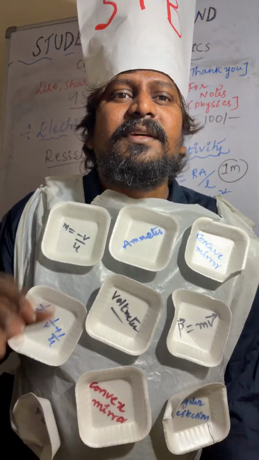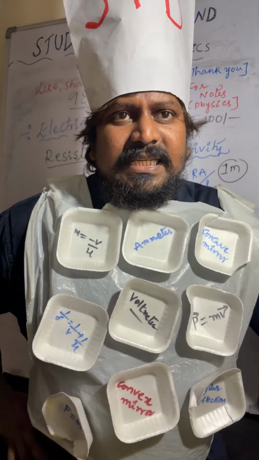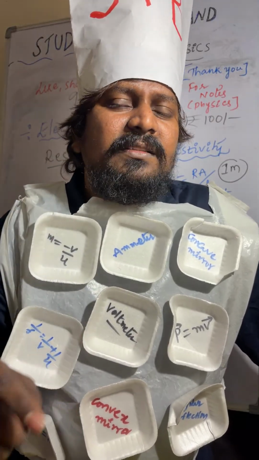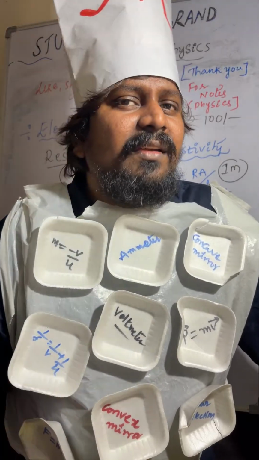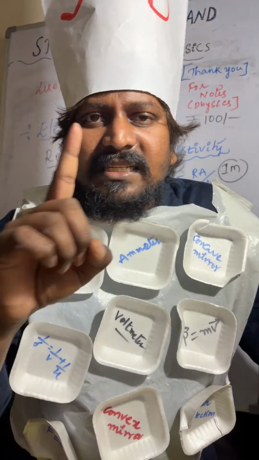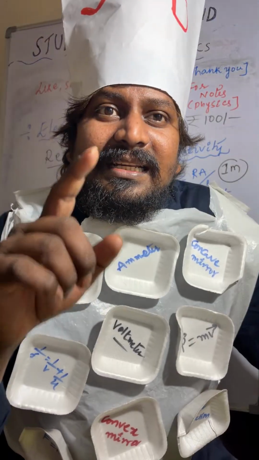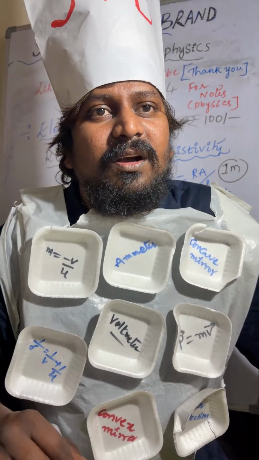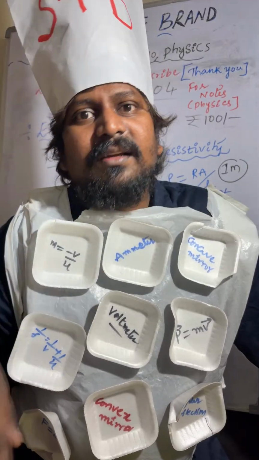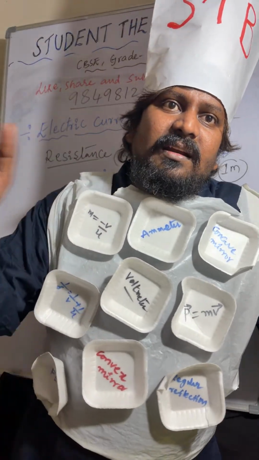They will ask the difference between resistance and resistivity. So resistance depends on the length of the conductor, yes or no? Resistance also depends on the area of the cross section, yes or no? Are you agreeing with that or not? Yes. Resistance is directly proportional to the length of the conductor. Resistance is inversely proportional to the area of the cross section, and resistance also depends on temperature and on the material of the conductor.